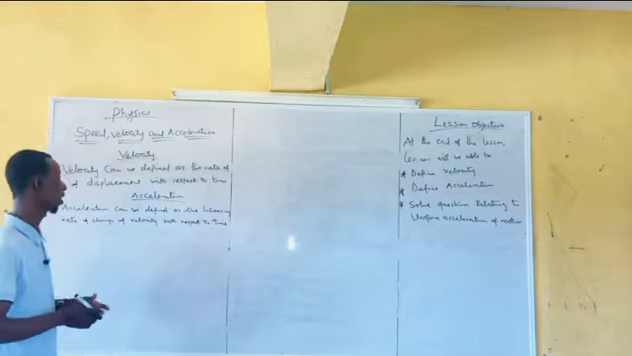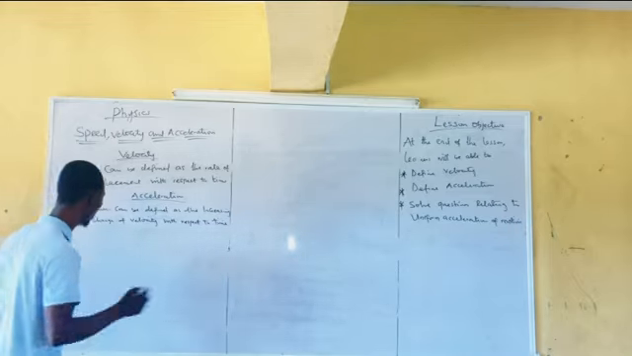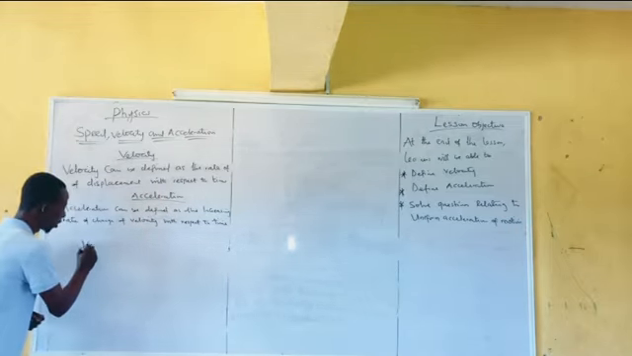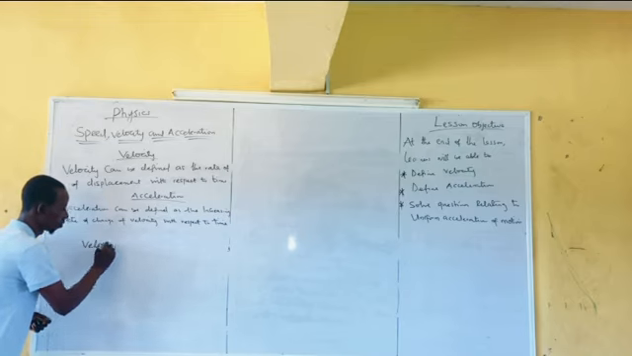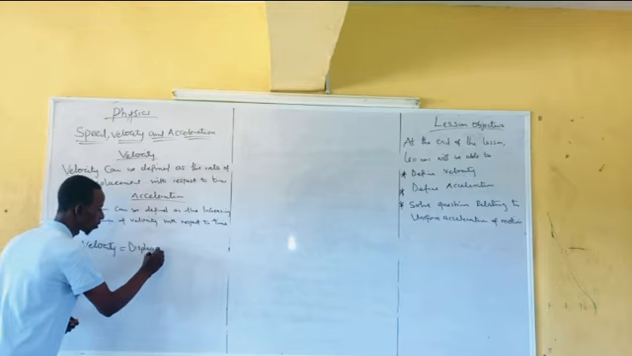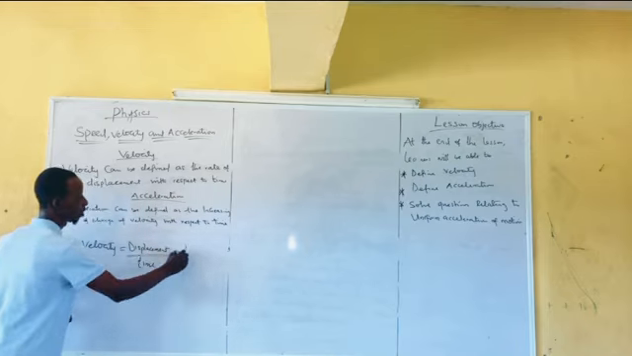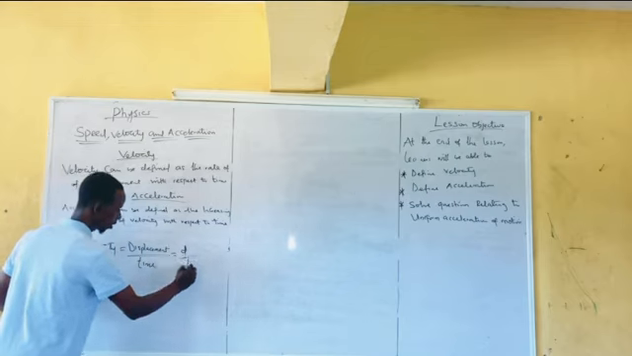Now, velocity. Velocity can be defined as the rate of change of displacement with respect to time. Mathematically, velocity is equal to displacement over time, which is d over t.